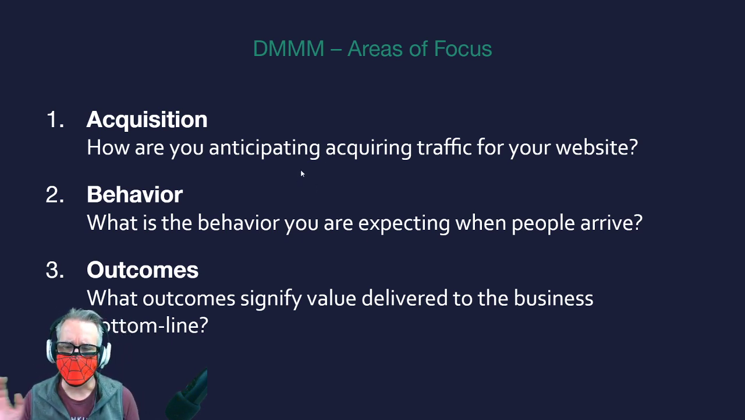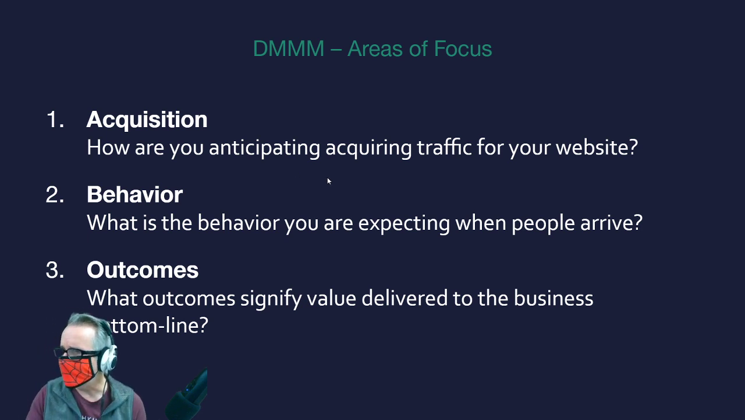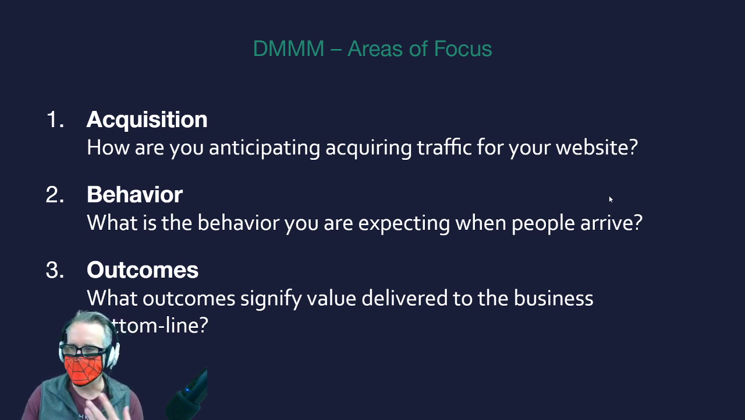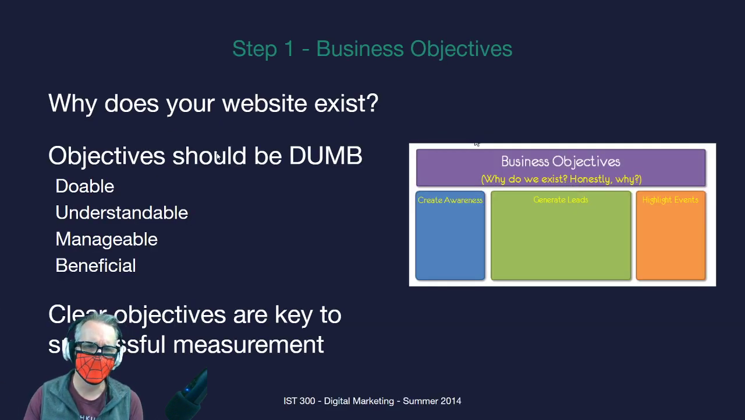Behavior. What are the people doing once they arrive at your website? Are they sticking around for 5 seconds and then never coming back? Are they coming to your website, staying for an hour, watching a video, downloading something, then buying something? What are they doing? And then, what outcomes signify value? Again, it doesn't necessarily have to be purchasing something. It could be they download something, they sign up for a newsletter, or they sign up for an email blast, or whatever it is. These are different outcomes you might have, or maybe multiple outcomes you're looking for.